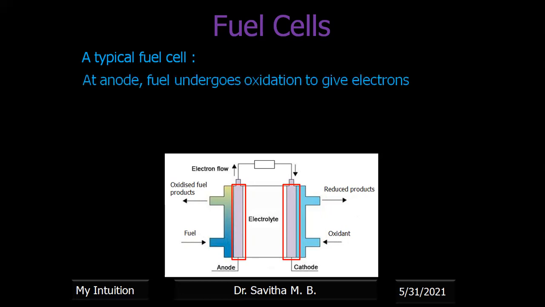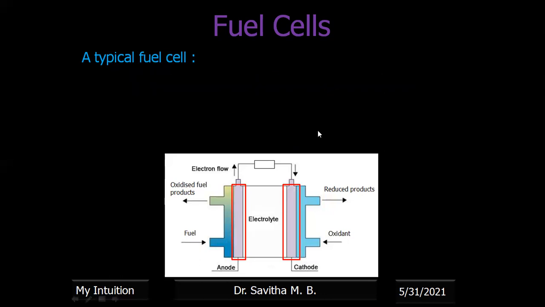Now, at the anode, what is the reactive mass? Reactive mass is the fuel. The fuel undergoes oxidation to give the electrons. Fuel gets converted into oxidized product and electrons. Liberation of electrons is called oxidation. Therefore, it will get converted into the oxidized product after liberating electrons.